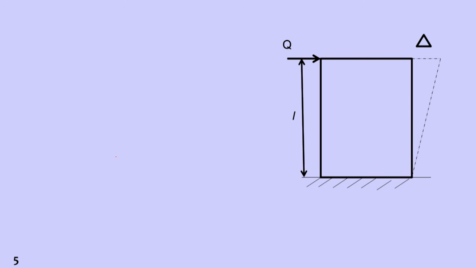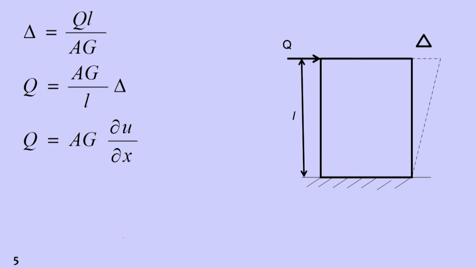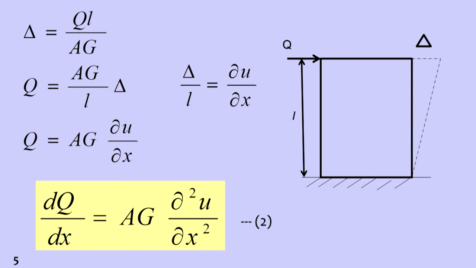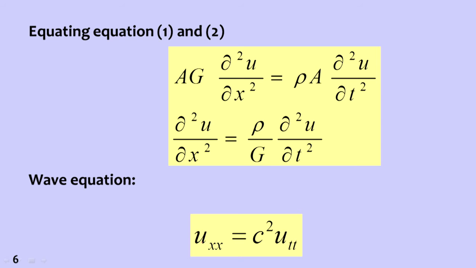From the above equation 1, we need dQ by dx. If we differentiate this once, we get dQ by dx is equal to AG into ∂²u by ∂x². Then substitute in the earlier equation number 1. We get AG ∂²u by ∂x² is equal to rho A ∂²u by ∂t². If we rearrange these terms, ∂²u by ∂x² is equal to rho by G ∂²u by ∂t². So this is the wave equation, u_xx is equal to c² u_tt, where c represents wave velocity, which is equal to the square root of rho by G.